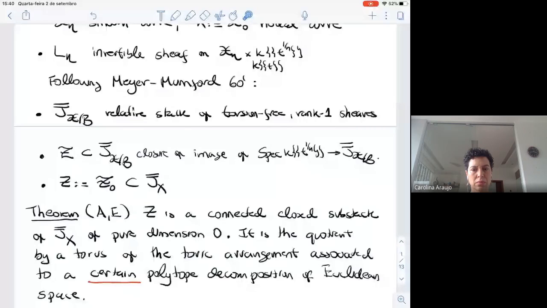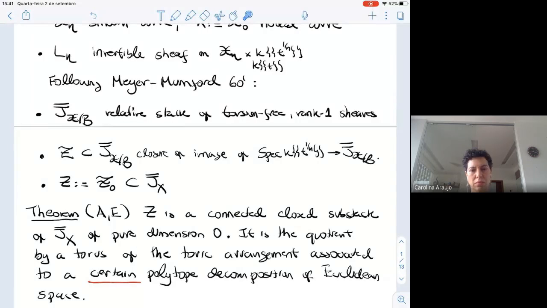So first of all, this J bar of X, even over the nodal curve X, so maybe I can use this here. So here, this J bar of X is a stack. So usually when you hear the word stack, you hear two names, Deligne and Mumford.